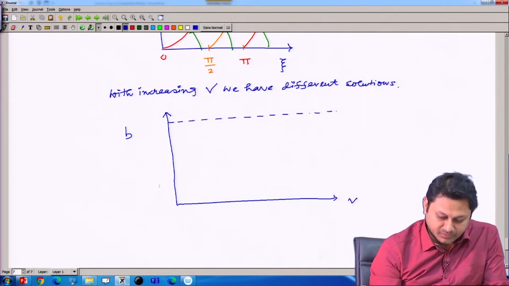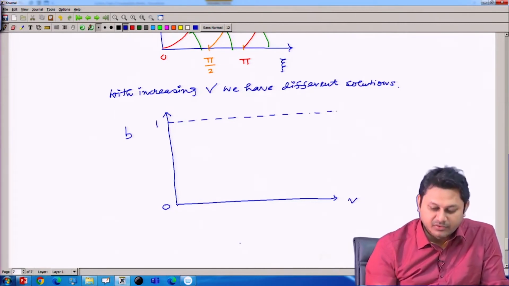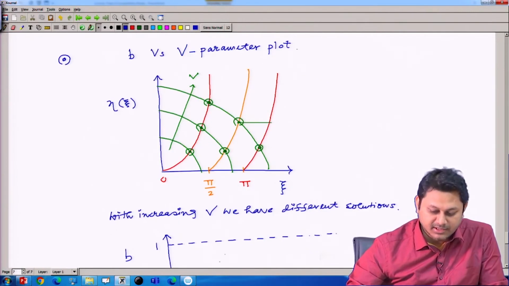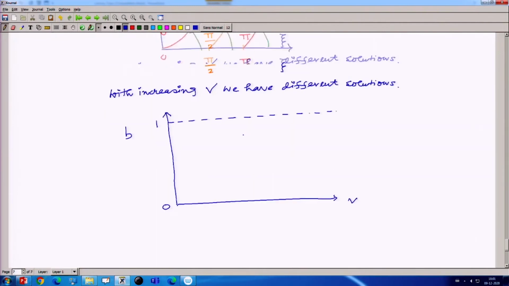So, this is 0, this is 1, and along this direction I increase the value of V, that we have precisely done here in this figure. I just increase the value of V, every time the radius of these circles is going to increase, and every time when I increase the value of V, I will start getting the solutions. For this curve I have 3 solutions here and so on.